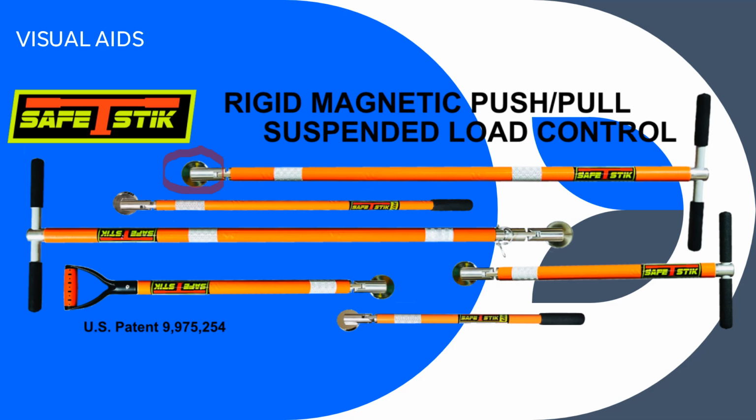Whatever size we need, it is available, and we can also book it online. So we can hold from here and control the load. Don't use this for lifting or any other purpose. This is only for controlling the suspended load and avoiding the swinging of the load. So using this is also very helpful for our hand and finger safety.